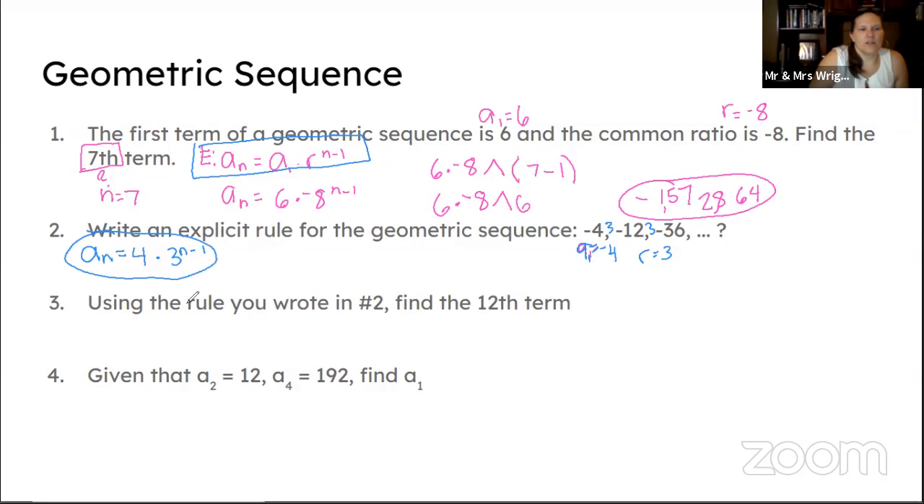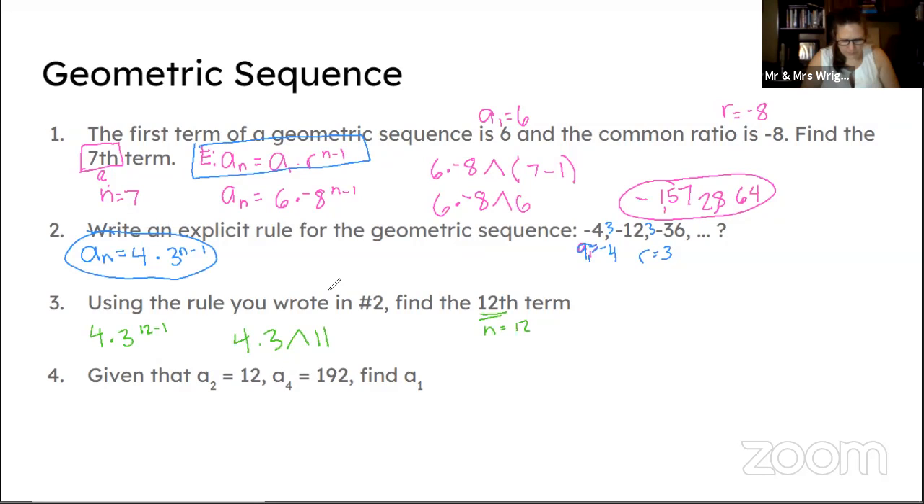All right, moving on. Use the rule you wrote in number 2 right here to find the 12th term. So in this case, n is going to equal 12. All we've got to do is plug that in and put it in our calculator. 4 times 3 to the power of 12 minus 1. So in my calculator, I'm going to do 4 times 3 caret, and I'm just going to put in 11.